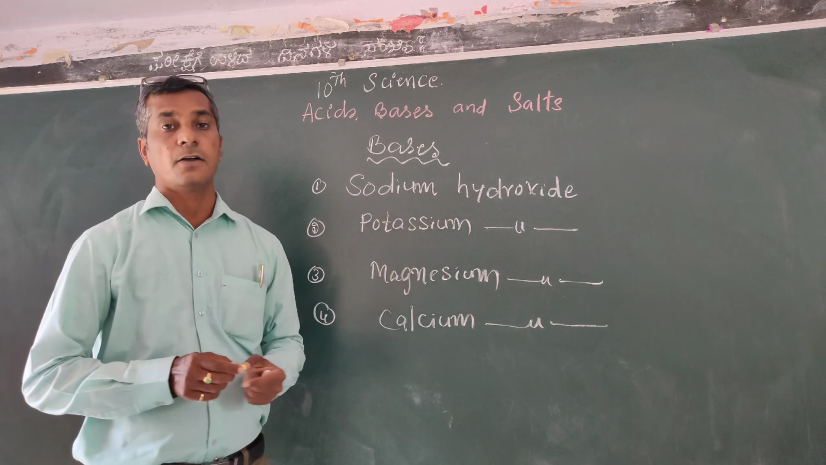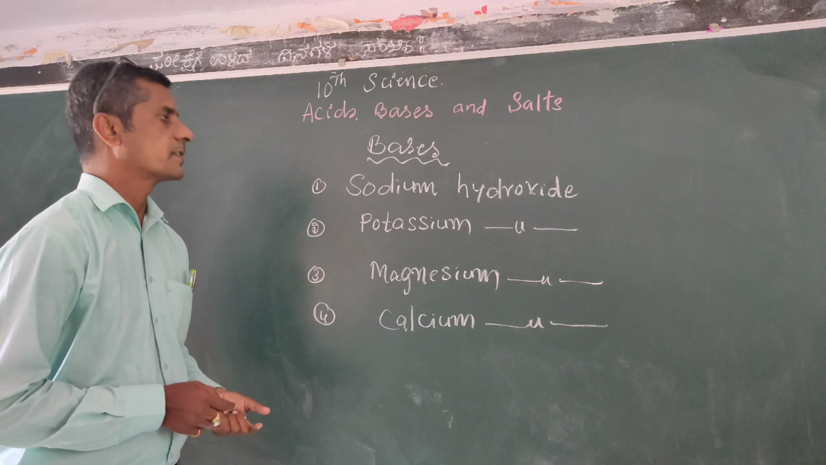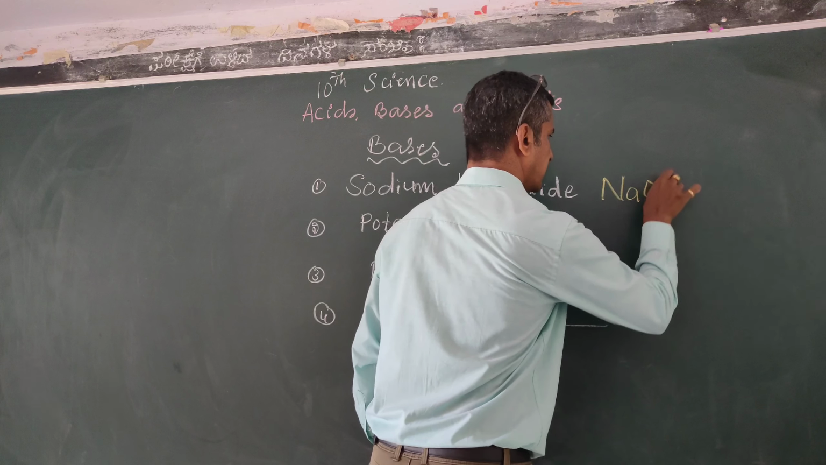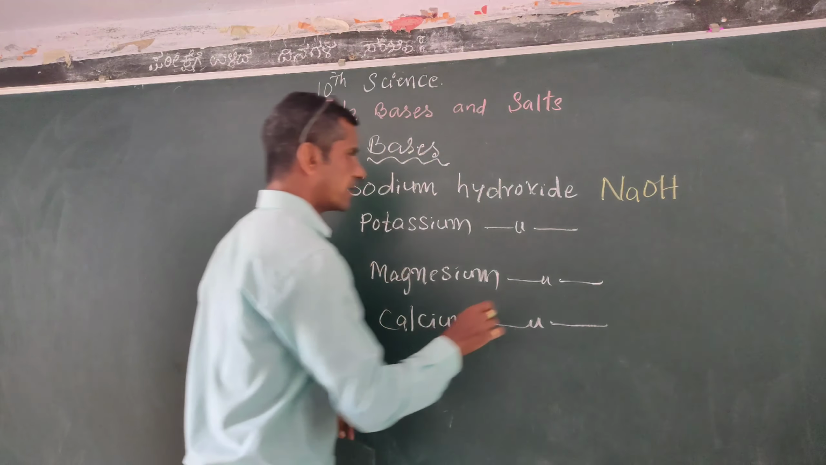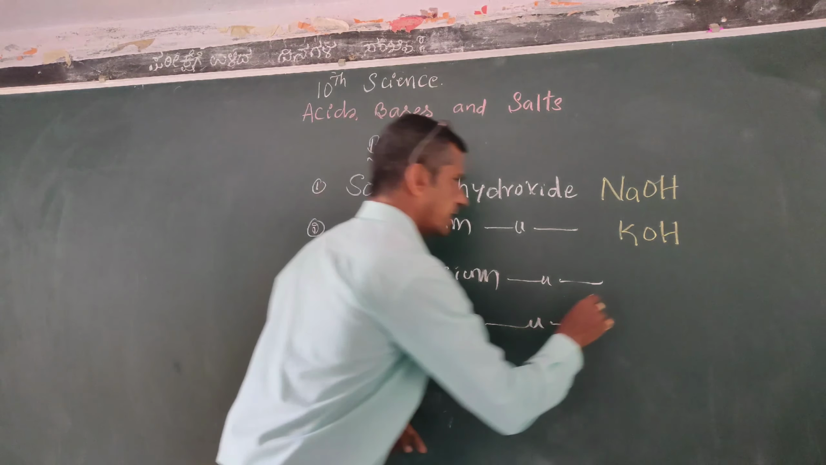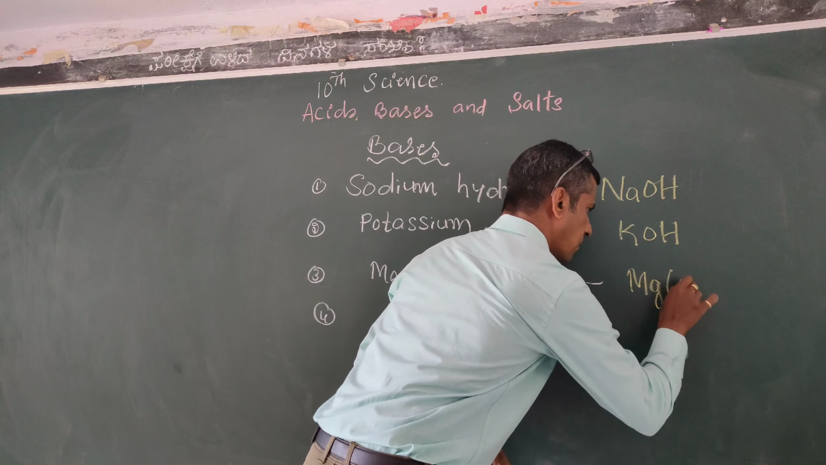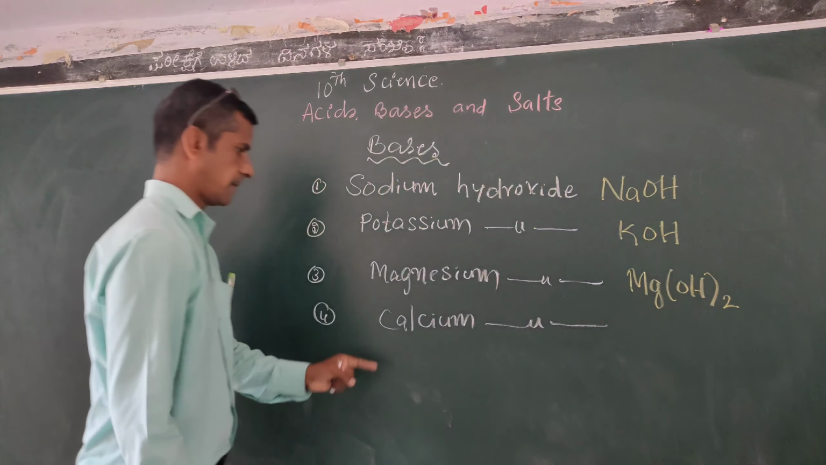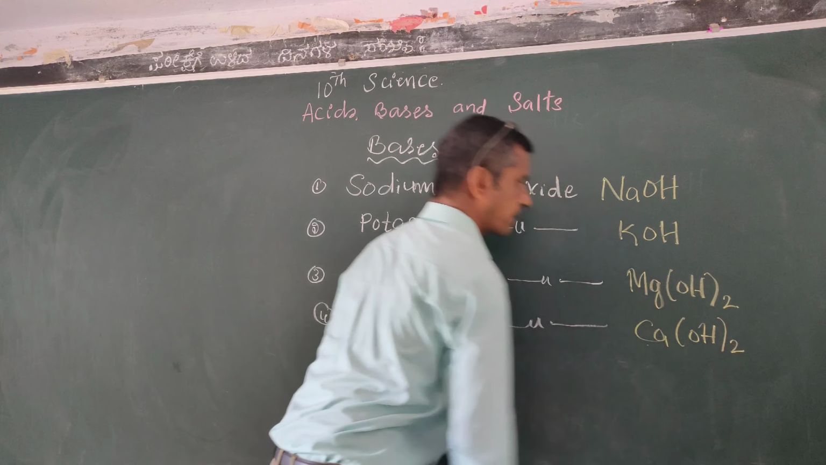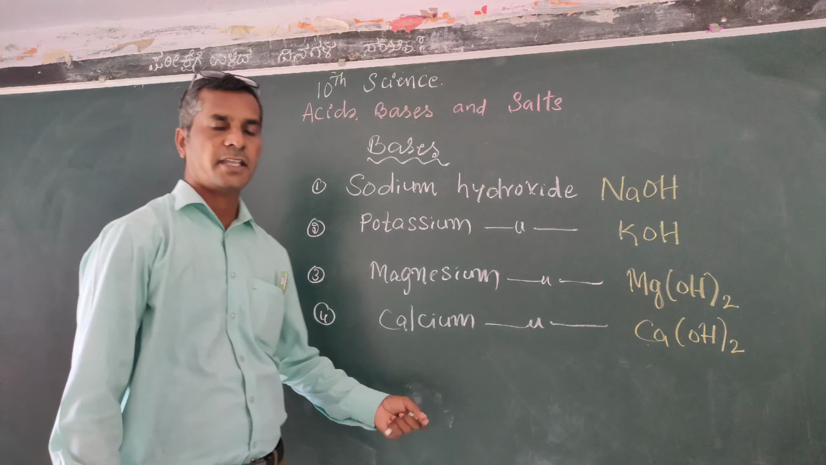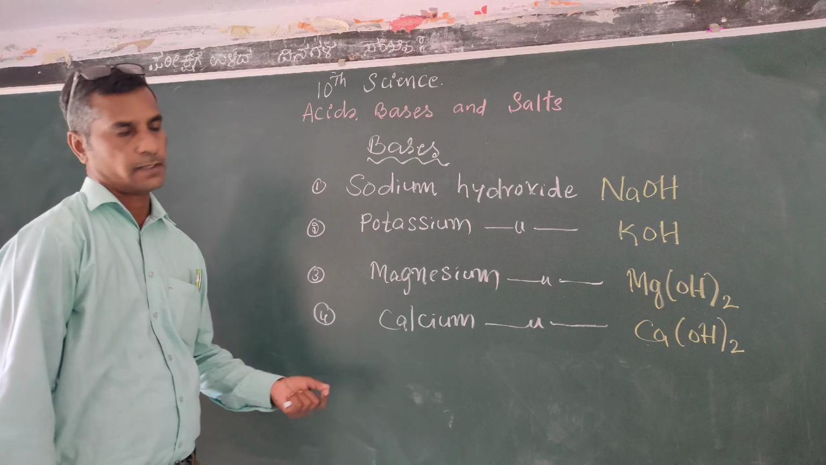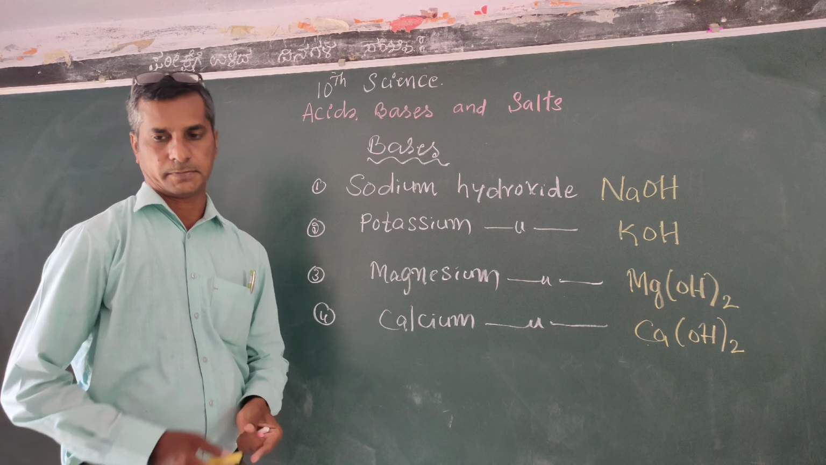Dear students, could you give the molecular formula for these bases? Yes. For sodium hydroxide, that is NaOH. For potassium hydroxide, that is KOH. For magnesium hydroxide, that is Mg(OH)2. For calcium hydroxide, that is Ca(OH)2. For ammonium hydroxide, it is NH4OH. So students, these are all some important examples for the bases. Please write down these examples.